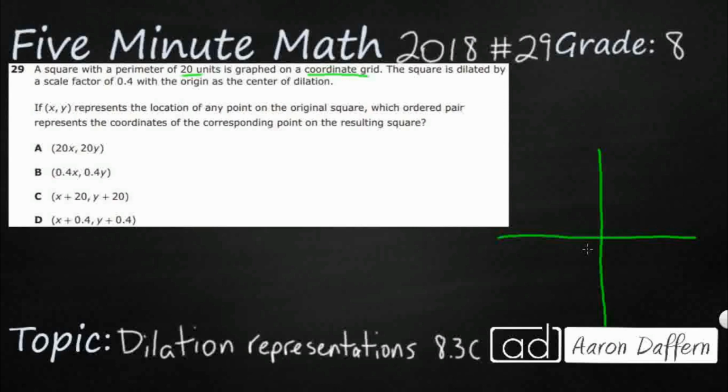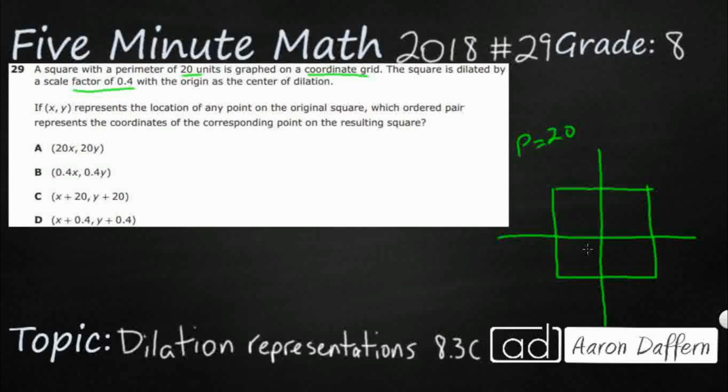I need to draw a square. All right, so let's just draw a square. It doesn't even matter what the units are right here. I'm going to go ahead and put it with the origin as the center, and we know that the perimeter equals 20 units. All right, so the square is dilated by a scale factor of 0.4, or 4/10. And so we need to know what ordered pair represents the resulting square, or the new dilation, right?